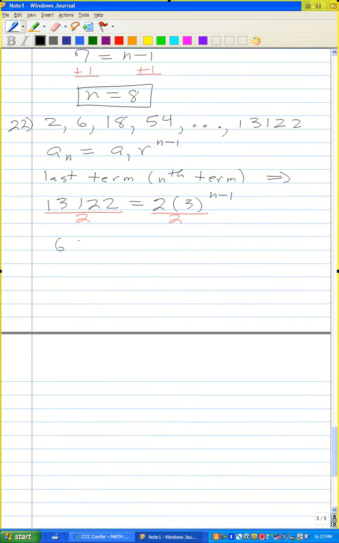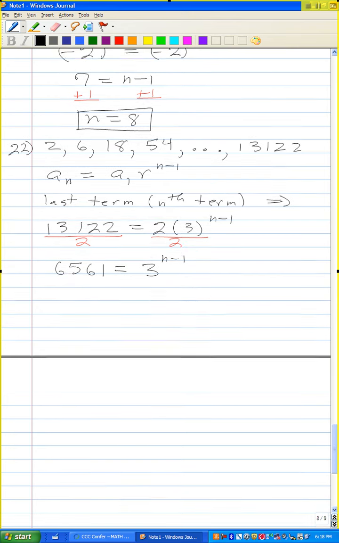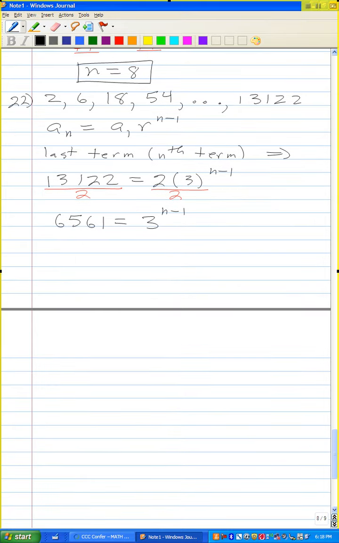And so 6561 is equal to 3 to the n minus 1. Suppose I don't know that this is 3 to some power. So let me try to solve this exponential equation by taking ln of both sides of my equation and solving for n. By the properties of logarithms, I can bring the exponent out in front of the logarithm.